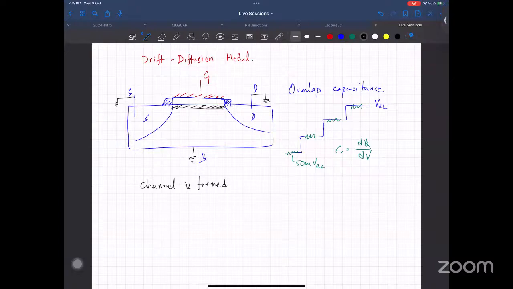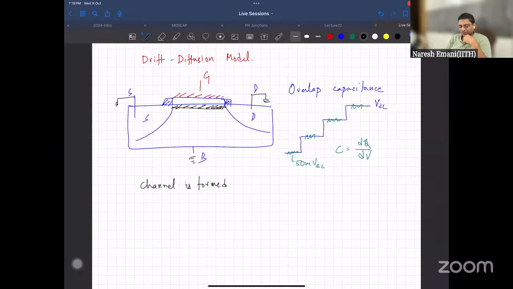So the electrons will compensate for the charges deposited on the gate. Correct. Let's say it's an NMOS device. Electrons will compensate, you're right. The question is, where will they come from?